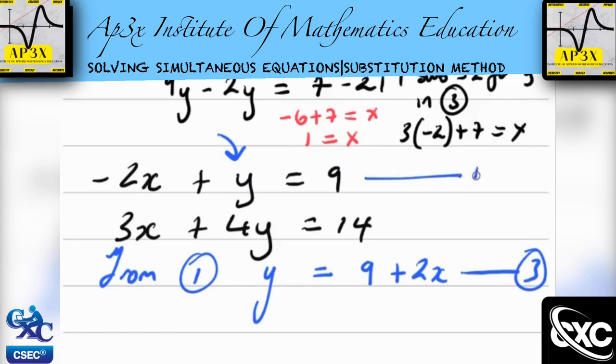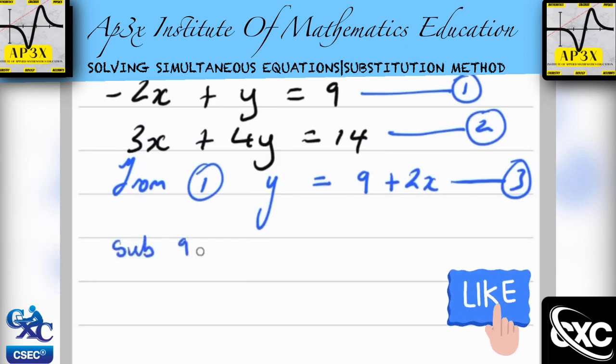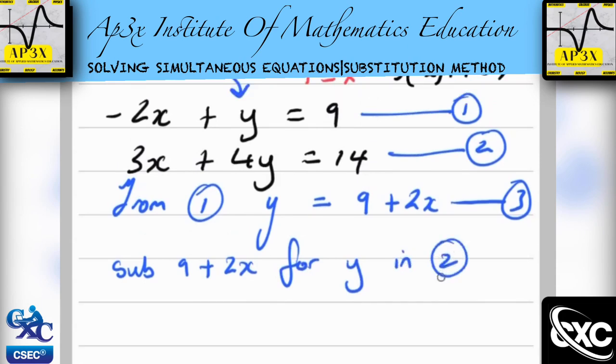Bear in mind that this is equation 1 and this is equation 2. Equation 3 is quite useful when we come to the end of the question. So then I'm going to substitute 9 plus 2x for y in equation 2, because I used equation 1 to create equation 3. Therefore the substitution has to be made in the other equation, which in this case is equation 2.